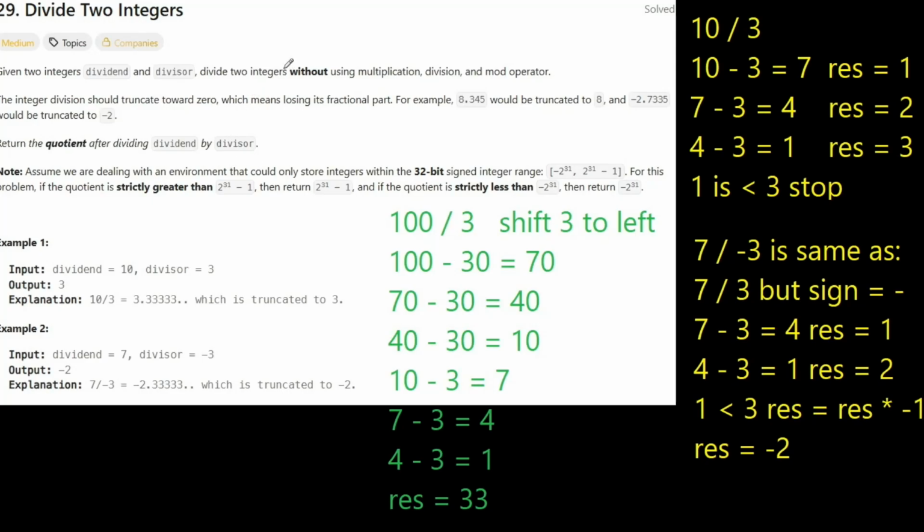Let's solve another problem. This time we are going to solve problem number 29, divide two integers. So it's just dividing two integers. Divide the dividend by a divisor.